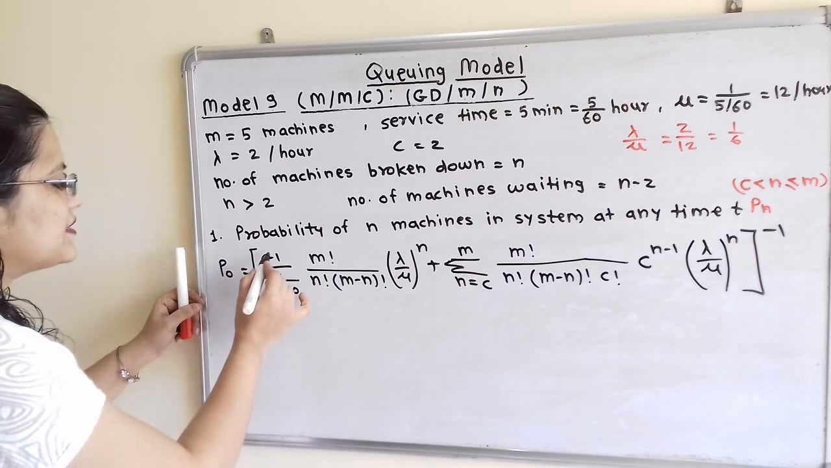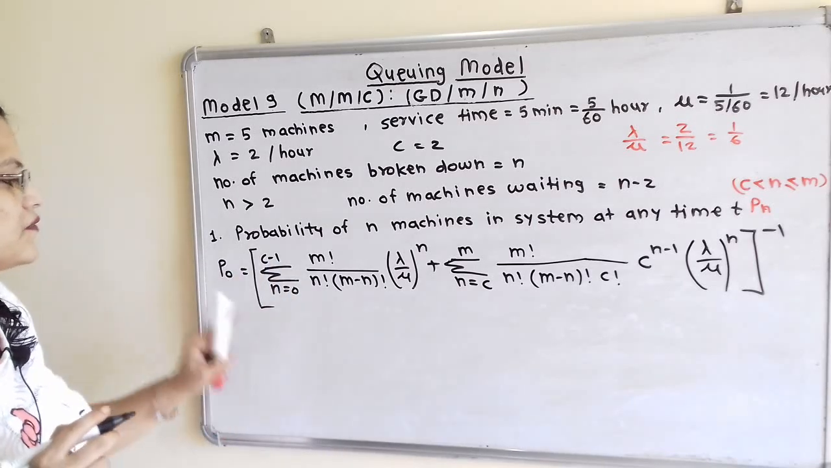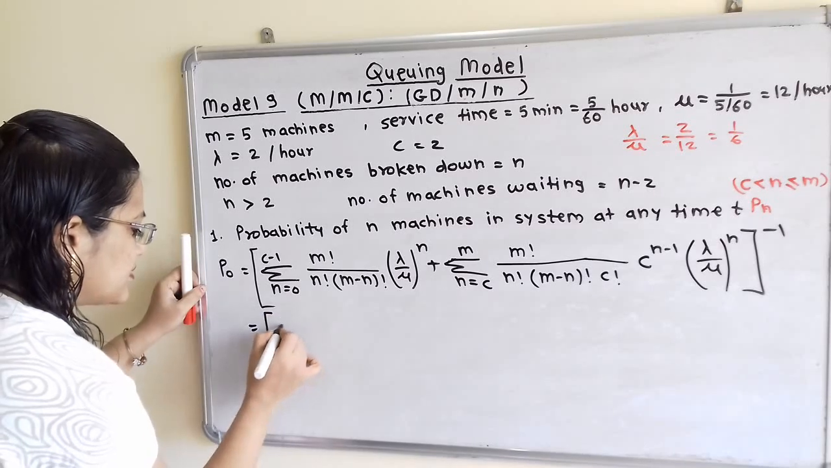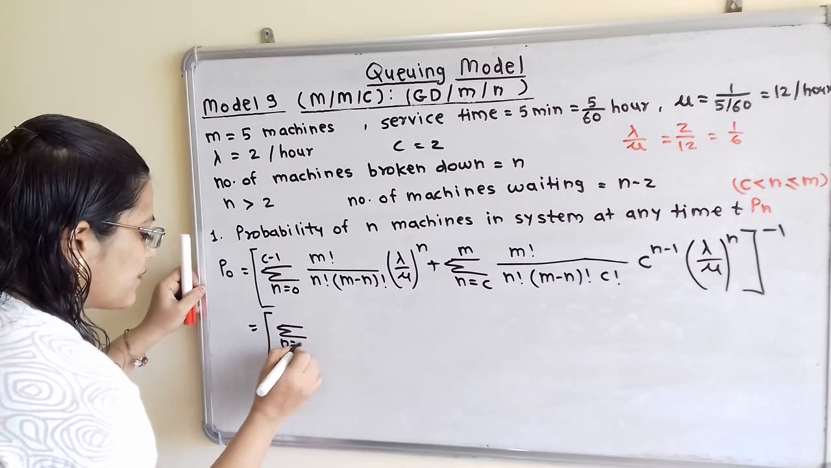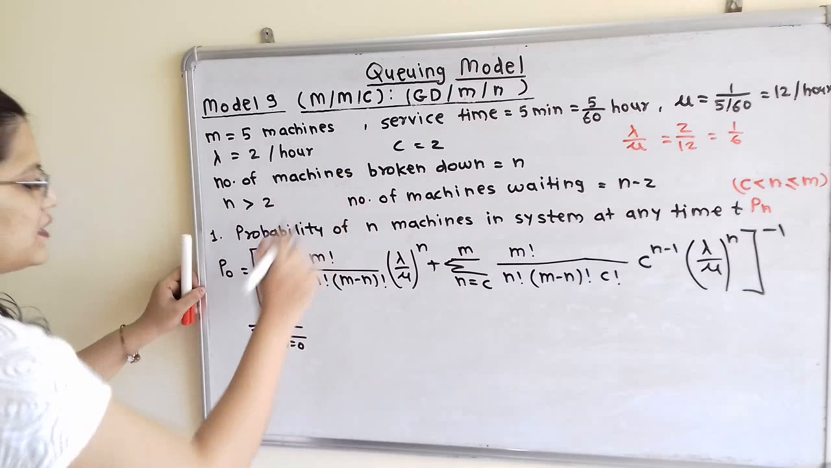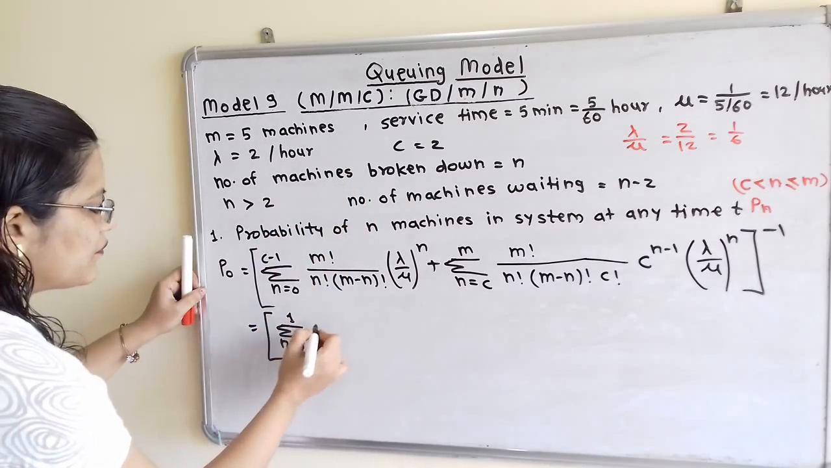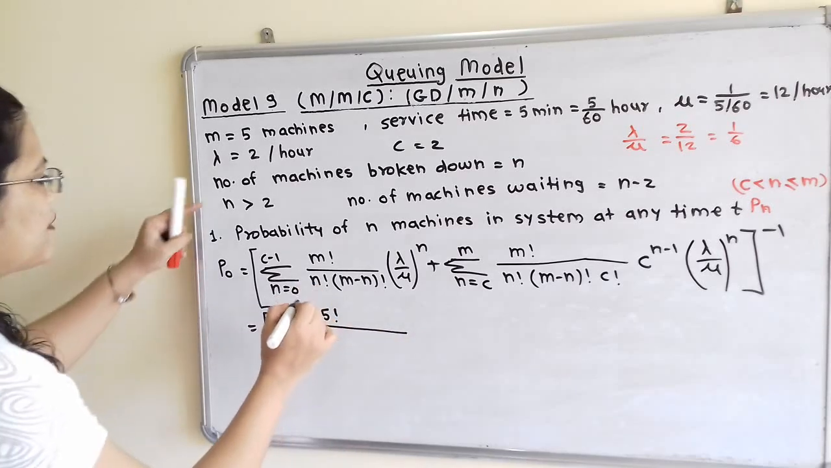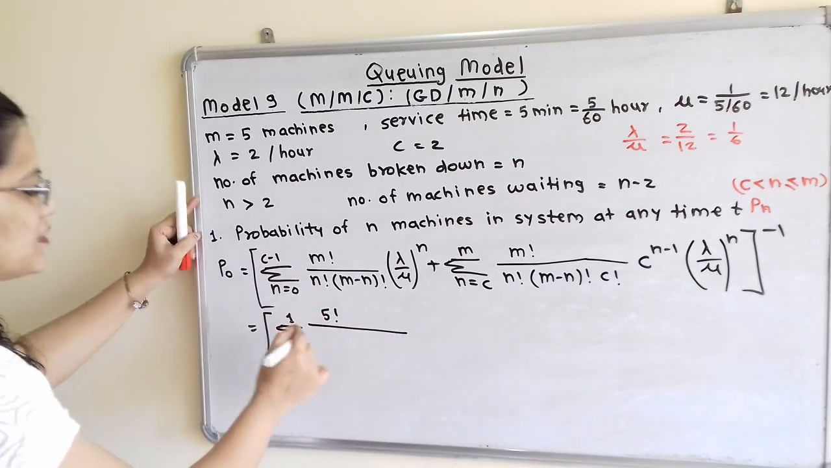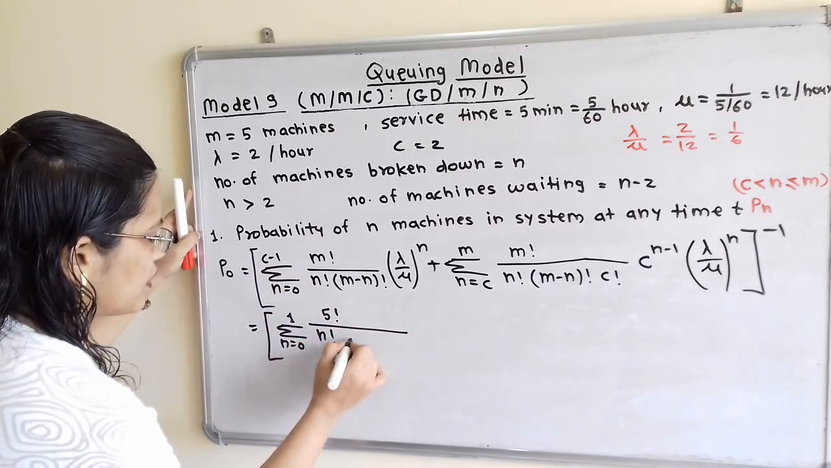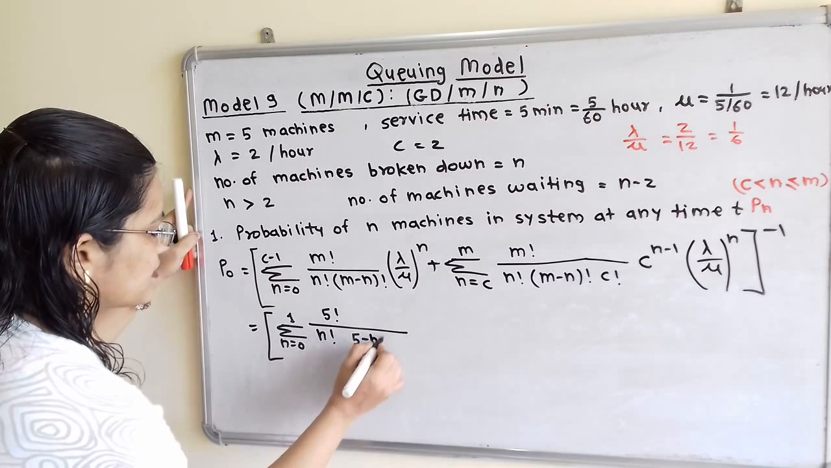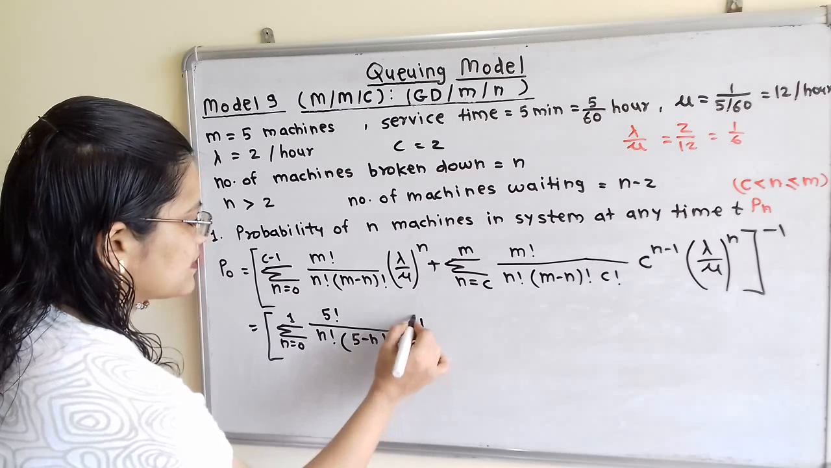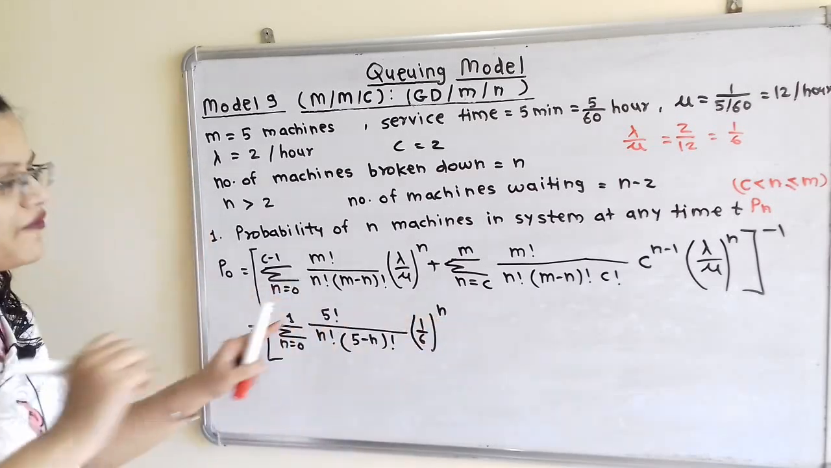Summation of n is equal to 0 to C minus 1. I will write the formula at the same time: summation of n is equal to 0 to C minus 1, that is 2 minus 1, which is 1, of m factorial, that is 5 factorial, divided by n factorial, n factorial being unknown, so I will write n factorial, times m minus n, that is 5 minus n factorial, times lambda by mu, that is 1 by 6, raised to n. So this is the first part.